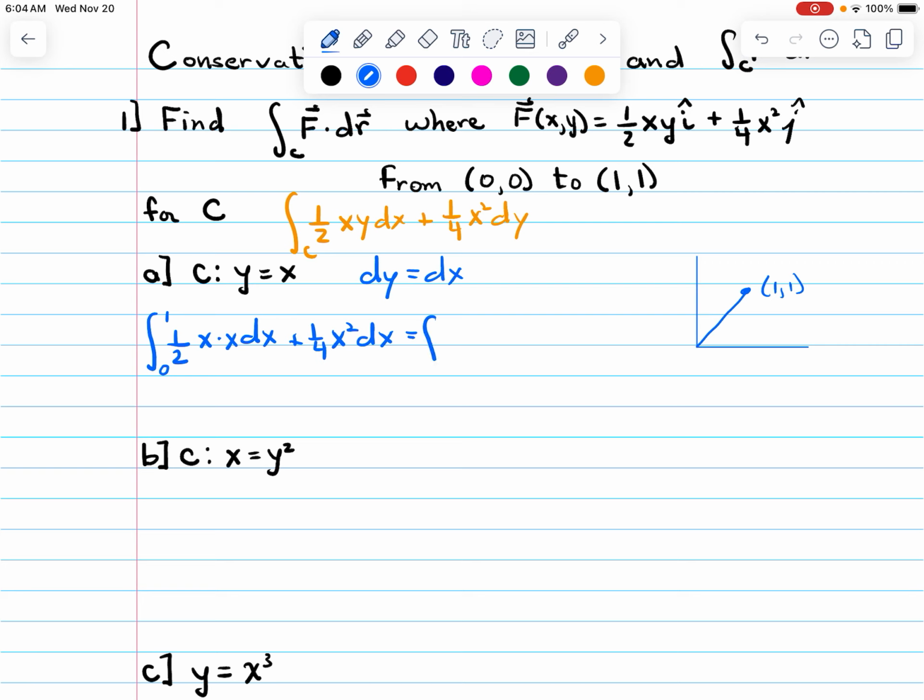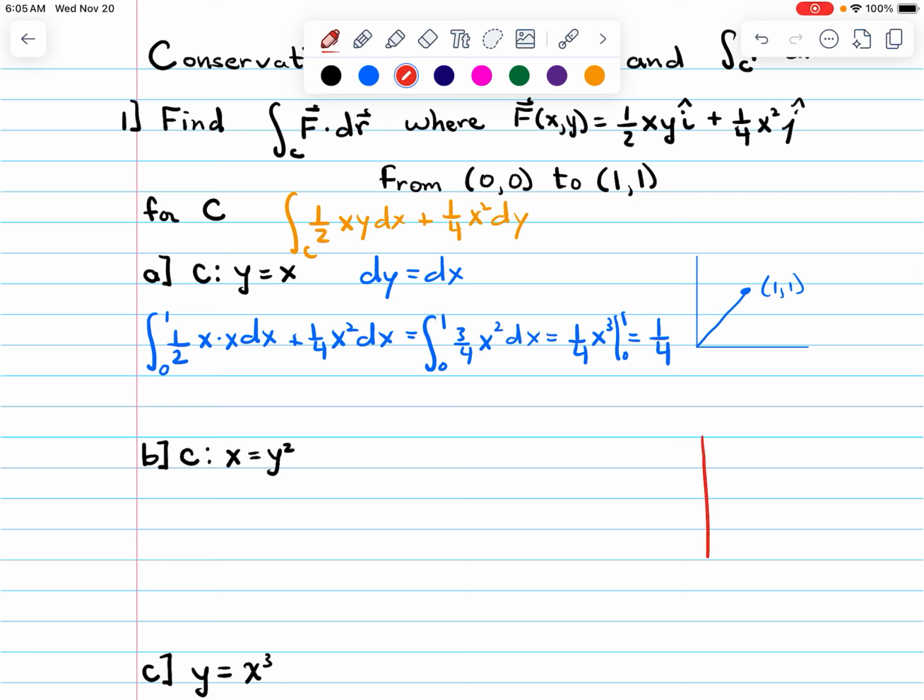So when we do that, we get the integral from 0 to 1, and that's going to be 1/4 plus 1/2, so that's going to be 3/4 x squared dx, because we've got 1/4 x squared here and 1/2 x squared there. 1/2 plus 1/4 is 3/4. Okay, now let's see what this is going to be. If we integrate this, this is going to be 1/4 x cubed from 0 to 1, which is just 1/4. Of course. There we go. So that's the result.